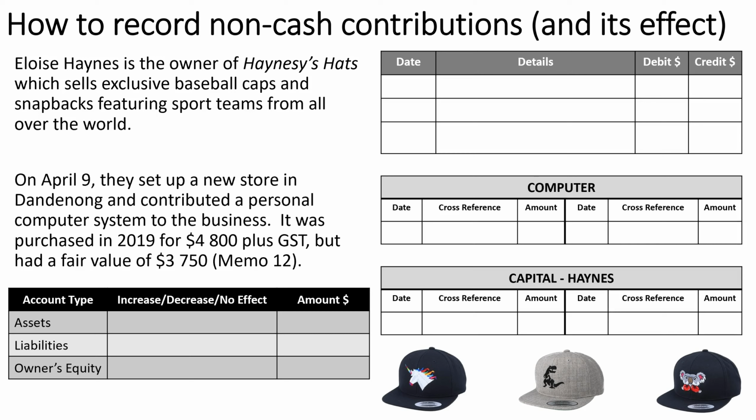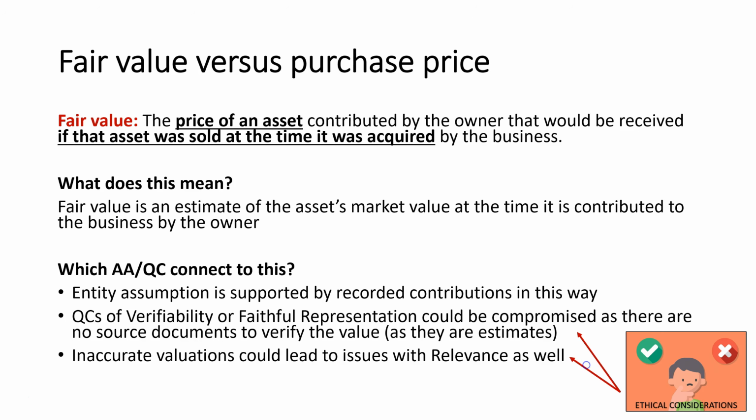So you can see here we've got a scenario on the left-hand side where a business sells exclusive baseball caps and snapbacks featuring sports teams from all over the world. On April 9, they set up a new store in Dandenong and they contributed a personal computer system to the business. So this was purchased in 2019 for $4,800 plus GST, but had a fair value of $3,750. So before we even get into the recording, we need to have an understanding of what this word or this concept of fair value means.